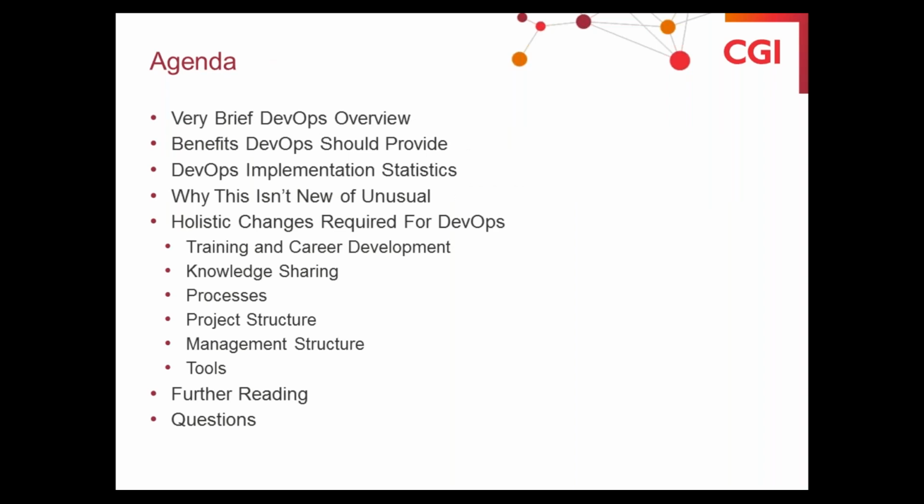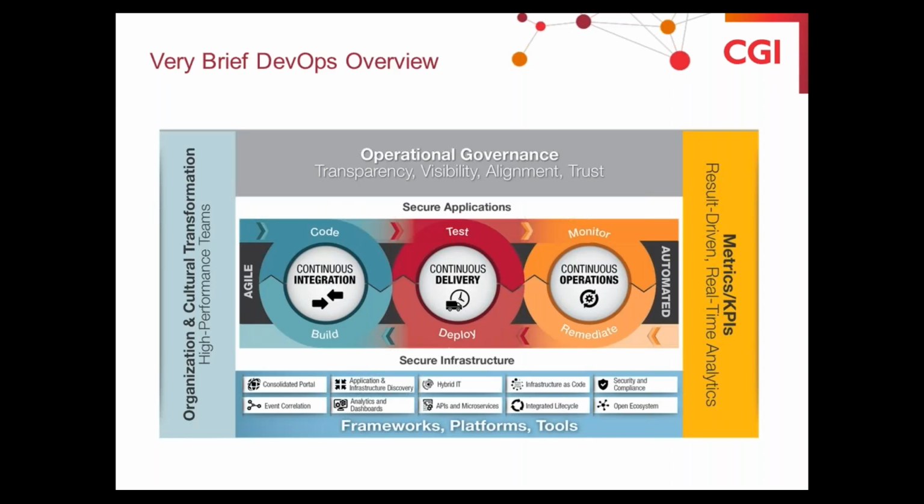I've not got long for this webinar, so I won't be going into a lot of detail. But if anyone's got any questions, let me know. Then I'll talk about the benefits that DevOps should provide, talk about some of the implementation statistics in DevOps, and actually say why it isn't unusual that people don't see all those benefits, and then talk about the holistic changes that are required for DevOps, in my opinion, in the areas of training, career development, knowledge sharing, processes, project structure, management tools, and then some further reading, and then some Q&A.